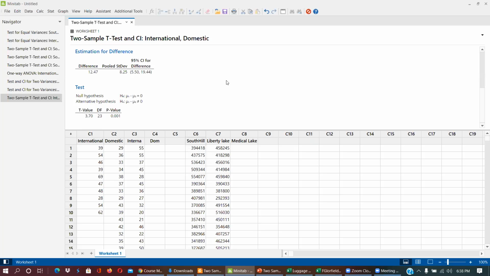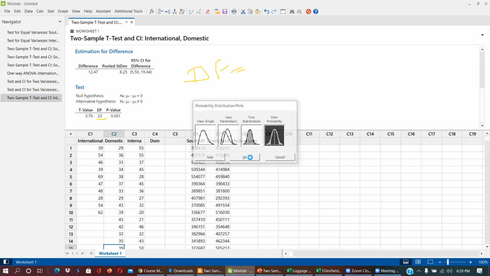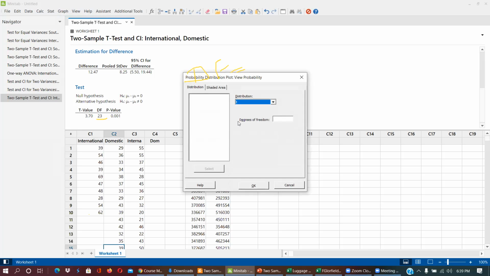For example, in 2 sample, how do you do degrees of freedom? Here it equals 23. How? Because this is 10 minus 1, plus this is 15 minus 1, so 9 plus 14. So whatever the number, that is the degrees of freedom. Now you need to see the critical t value. So go under graph, probability distribution, and I just choose here t, with the degrees of freedom.